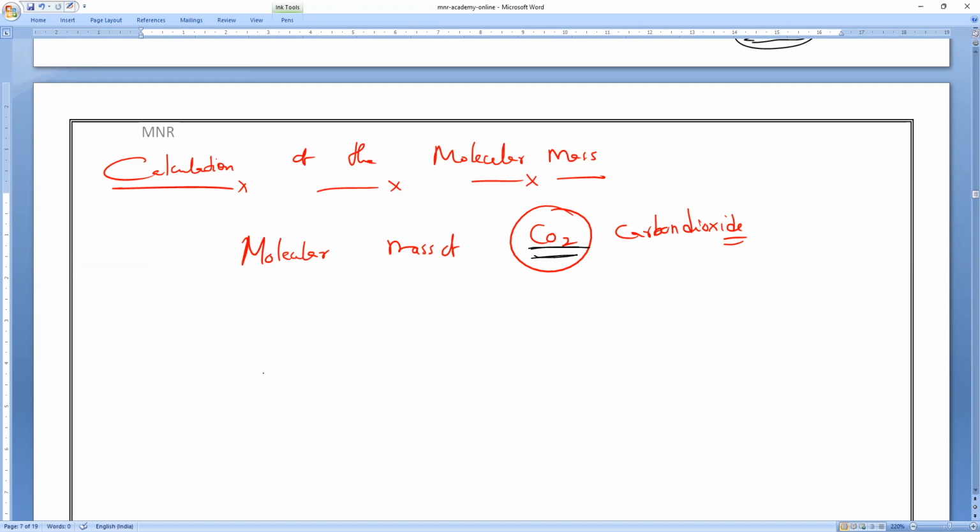I will form the formula. I will teach you. Please learn it. Molecular mass is equal to, write it. Molecular mass is equal to formula. You write it, everybody. I will teach you. You learn this formula.